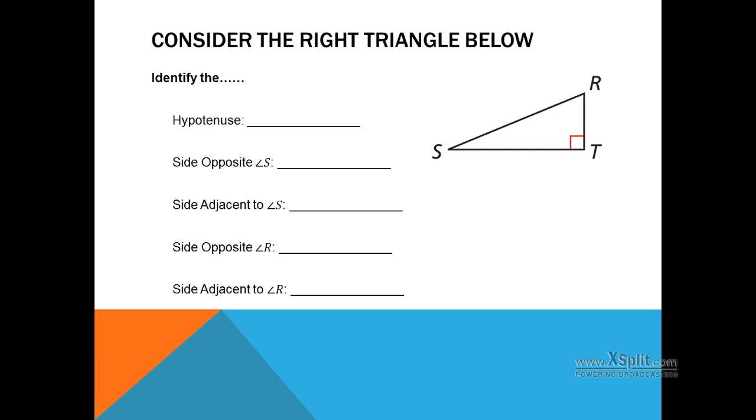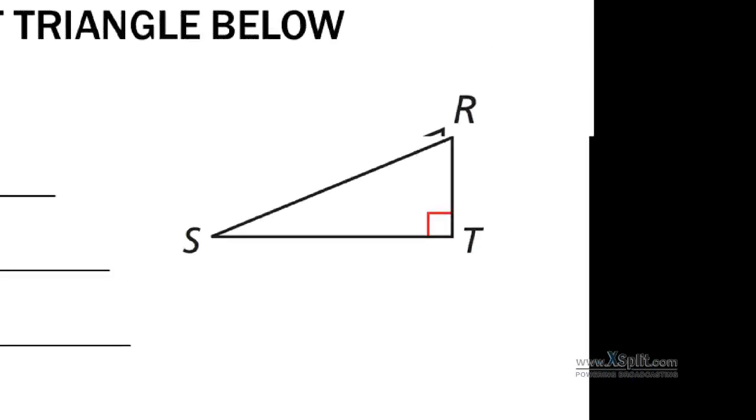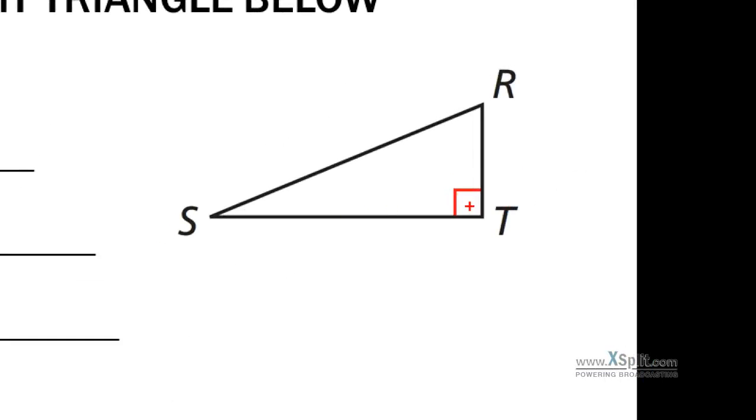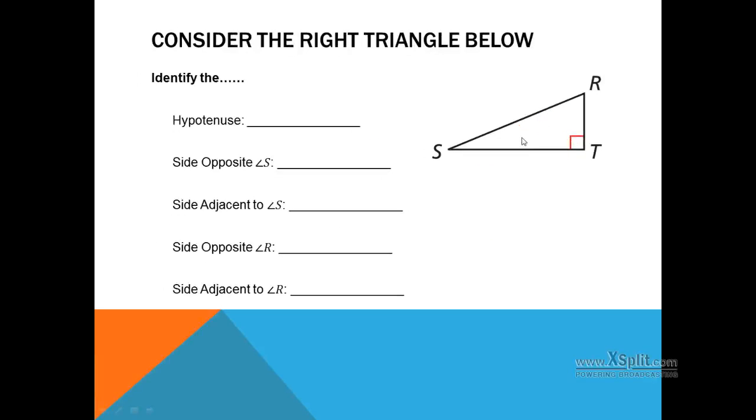You already know how to identify a few pieces of a right triangle. In this right triangle, obviously the red box indicates that it's a right angle. We know that the side opposite that red box is going to be the hypotenuse. That's the longest side. I'm going to go ahead and write that down here. Side SR is the hypotenuse of this triangle.